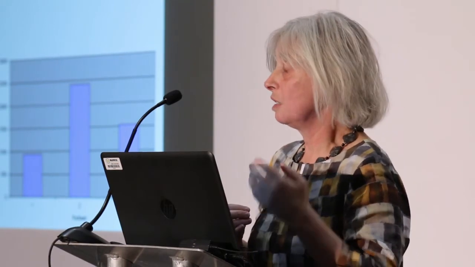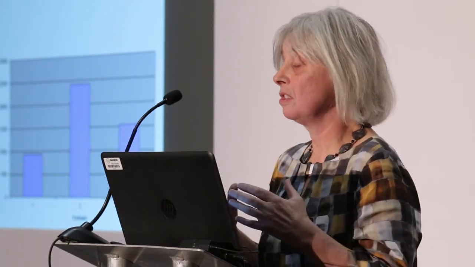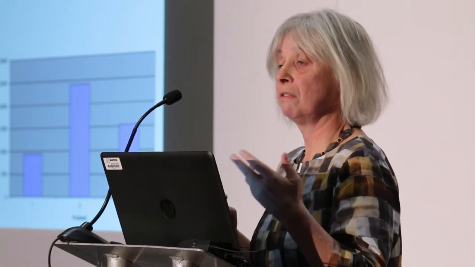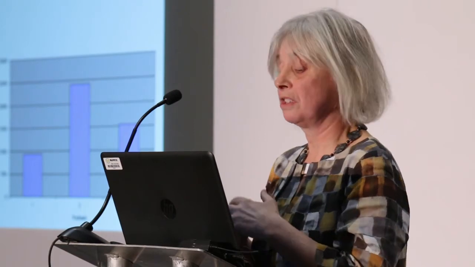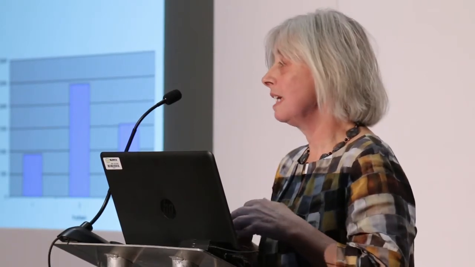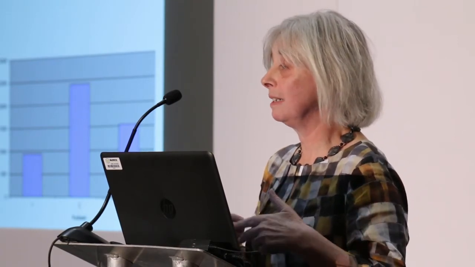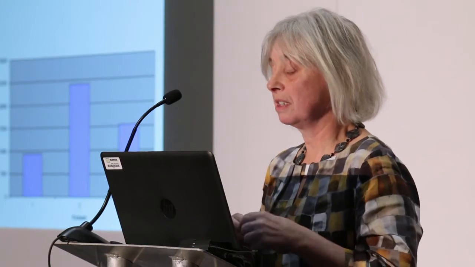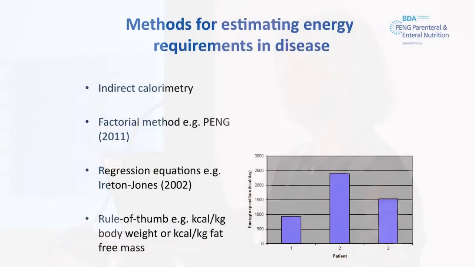And if you're measuring energy expenditure with indirect calorimetry, you will get resting energy expenditure for that patient, but you won't get physical activity or DIT. So you will have to make a clinical judgment about what that should be. But because so few of us have indirect calorimetry available, we tend to use one of three methods, and I'm going to talk about each of them in a bit of detail and some of the criticisms of them. So I'll talk first about the factorial method, which is what we put into the PENG guidelines. I'll talk briefly about regression equations and also rule of thumb criteria as well.